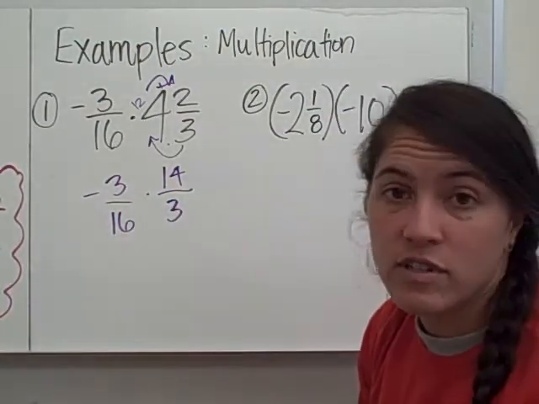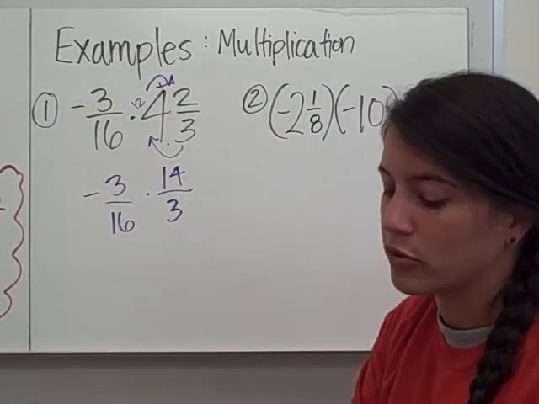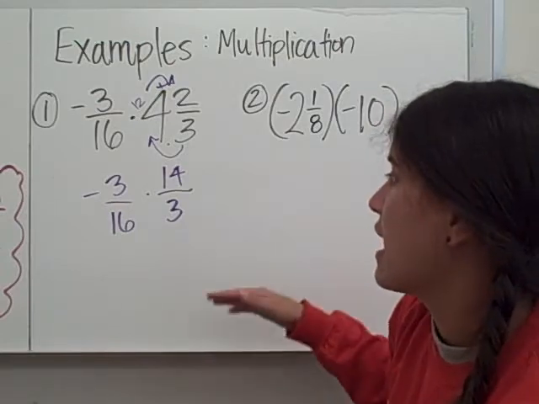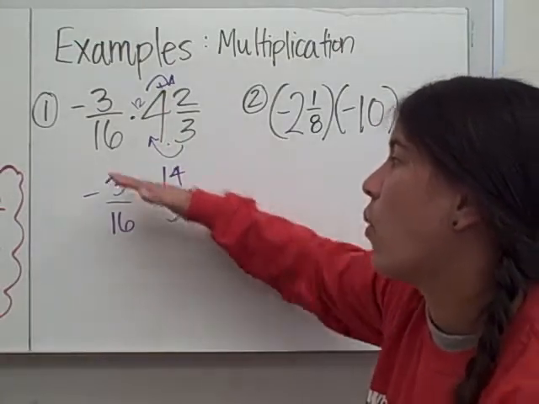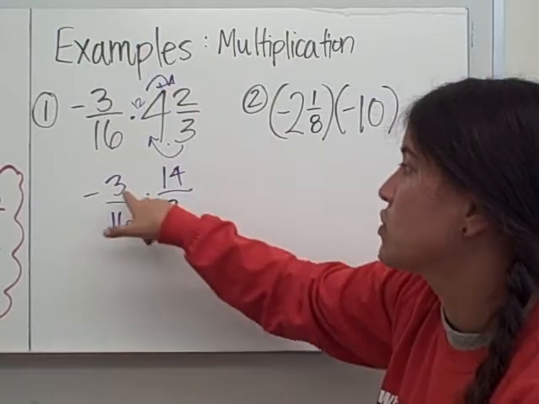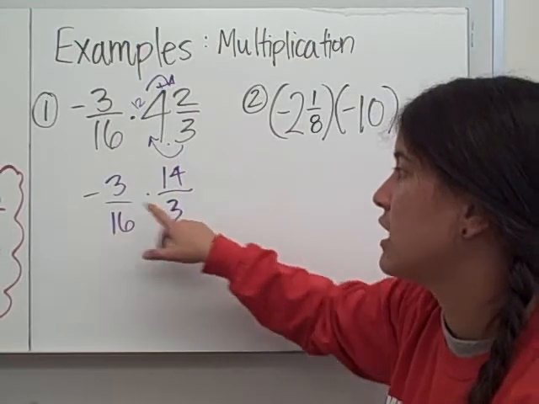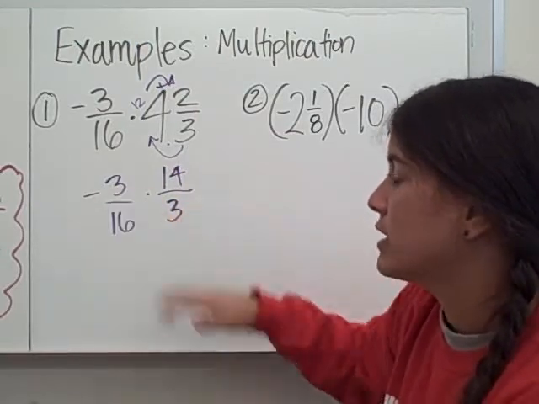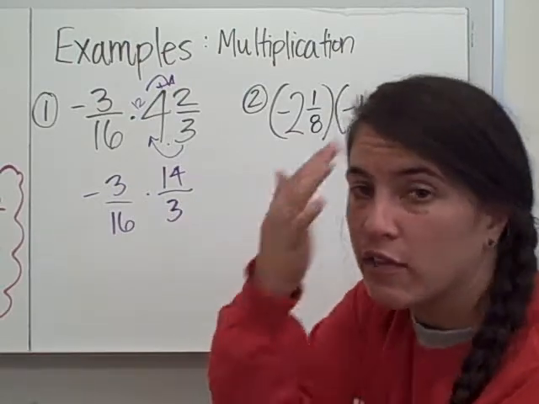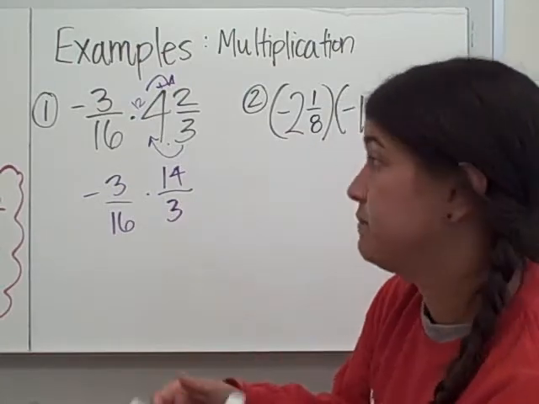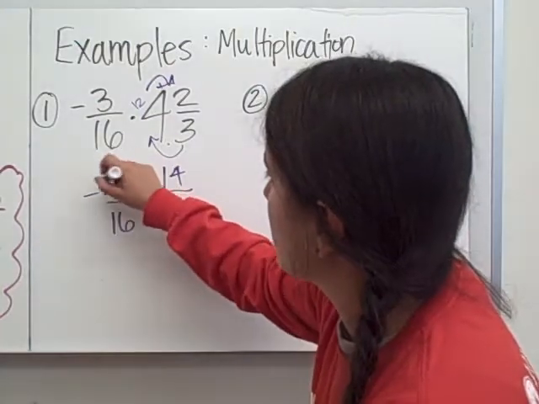And I don't have division, it's just multiplication, so I'm going to do what's called simplifying. And you can look up and down, or you can look diagonal. So between the negative 3 and the 3, we can simplify because what will go into negative 3 and 3? 3. So 3 will go into negative 3 one time.